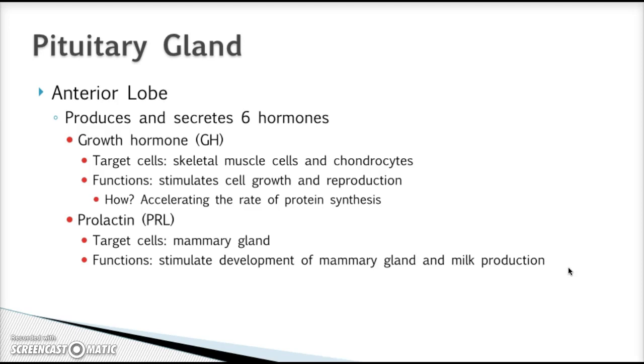Prolactin targets the mammary glands. Lactation is the production and secretion of milk, so prolactin stimulates the development of mammary glands during pregnancy and the production of breast milk.